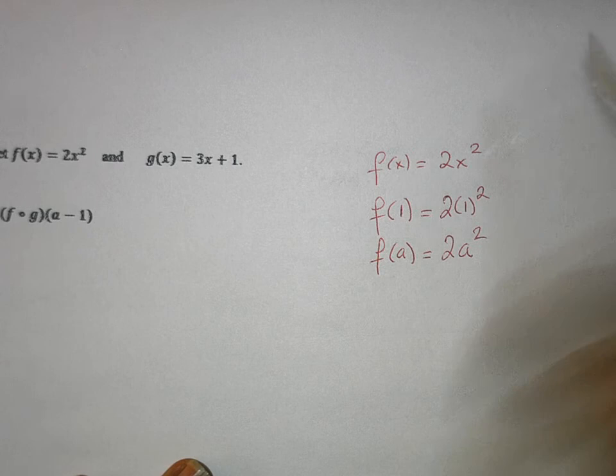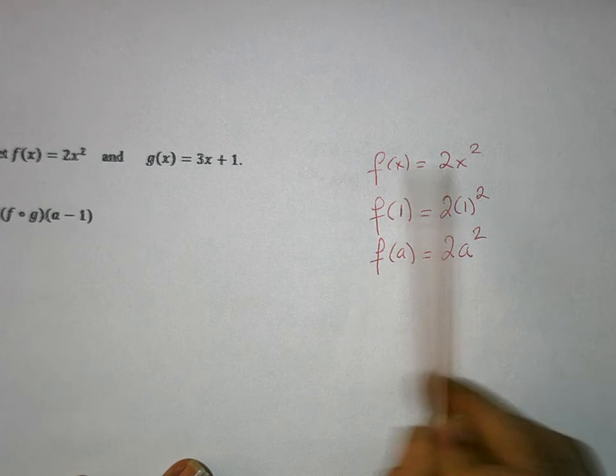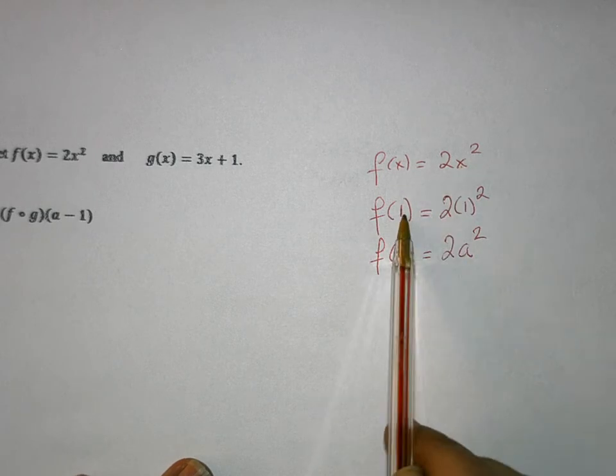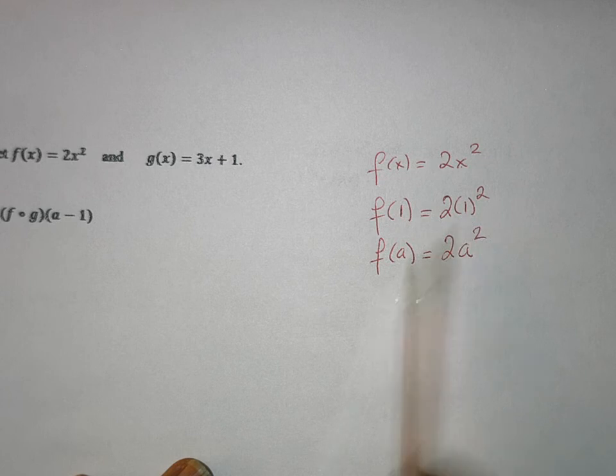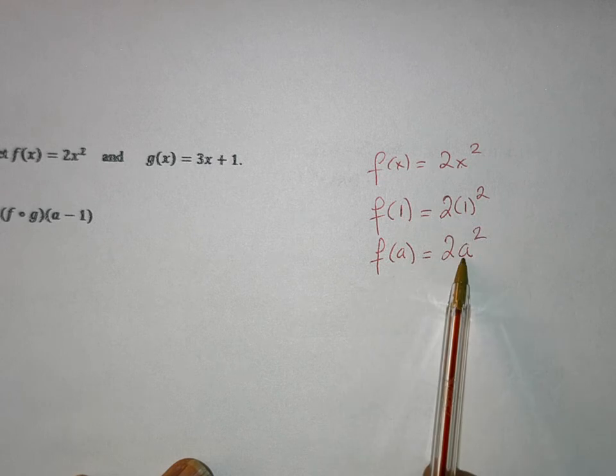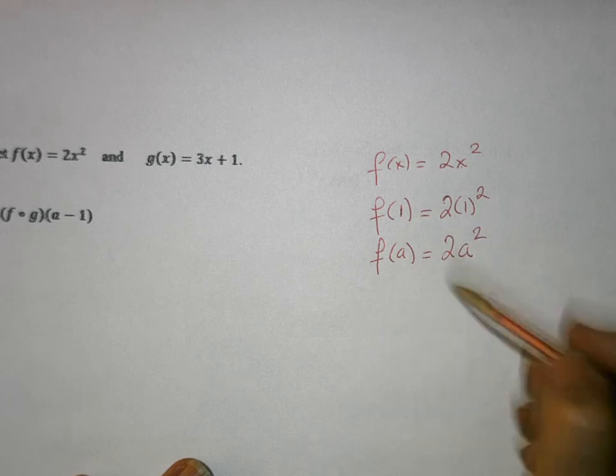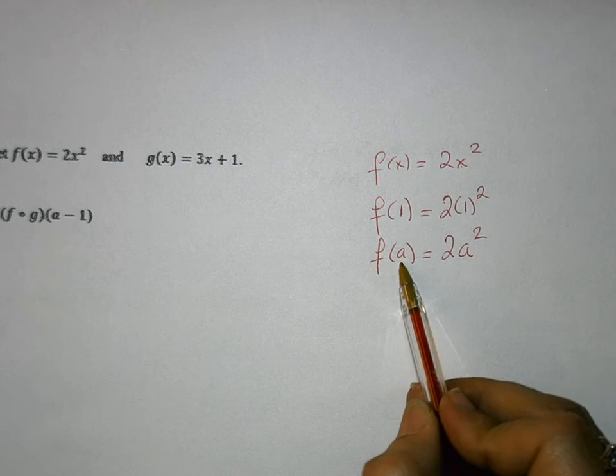As you can see, I had an x here, then I have an x here. I want a 1, then I replace the x with a 1. I want an a, then I replace the x with an a. And then that's why you keep replacing. It depends what you want to input in your f function. Okay, let's go back to what is asking.